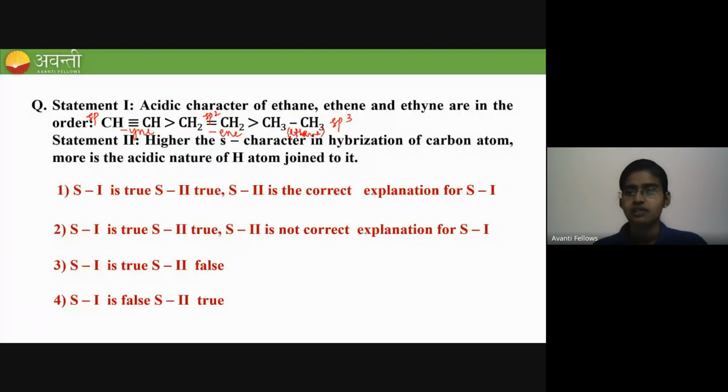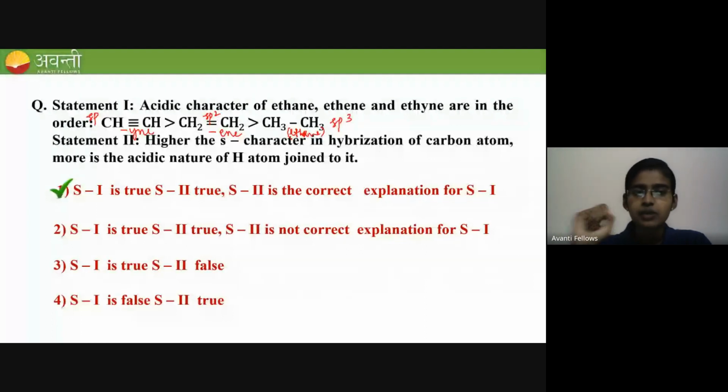Option 1. Very good, Aisha. That is the correct answer. Great. Option 1 is the correct answer. Statement 1 is true. Statement 2 is true. Statement 2 is the correct explanation of statement 1. As the S character increases, acidity also increases. So that's what statement 2 says, right?